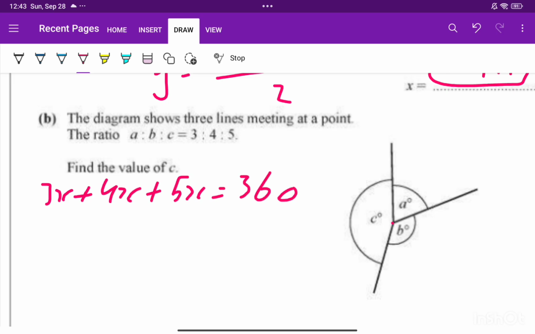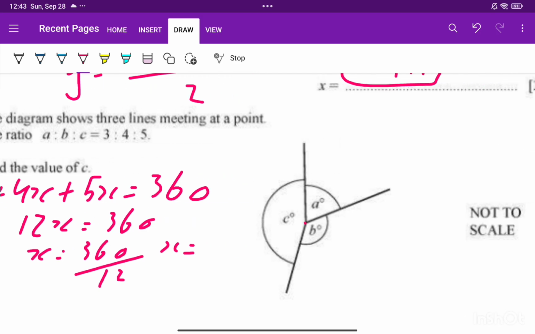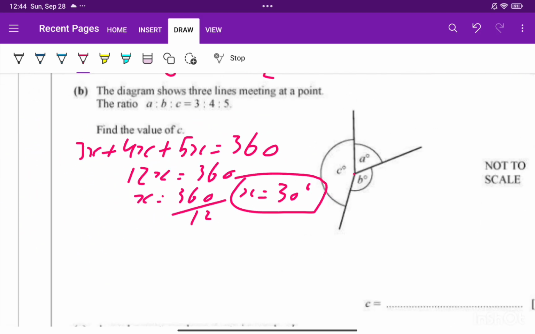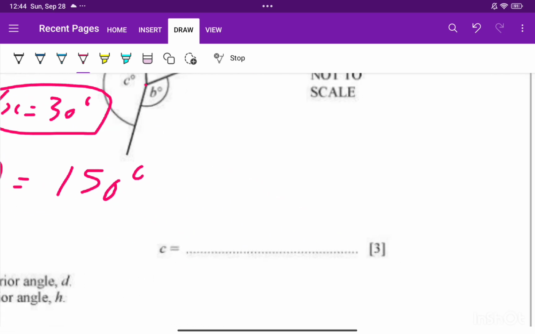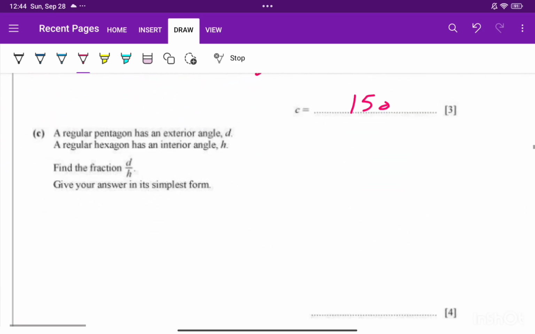So 12x is equal to 360, x will be 360 divided by 12, so our x will be 30 degrees. But we need to find c, and c equals 5x, so 5 multiplied by 30 will give us 150 degrees. The answer will be 150. Let's move to part C.